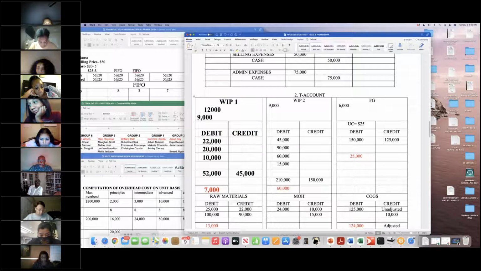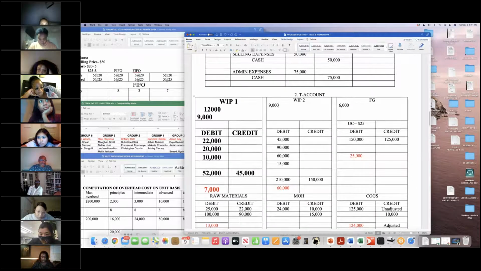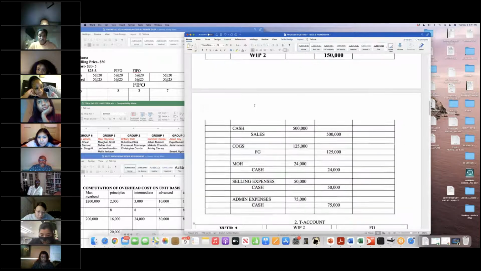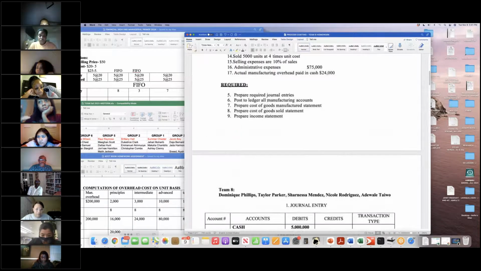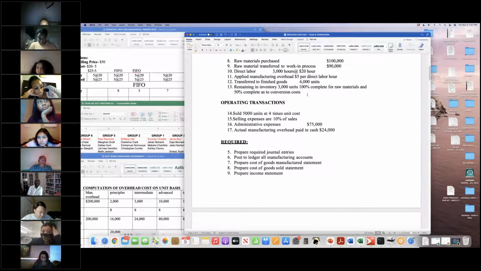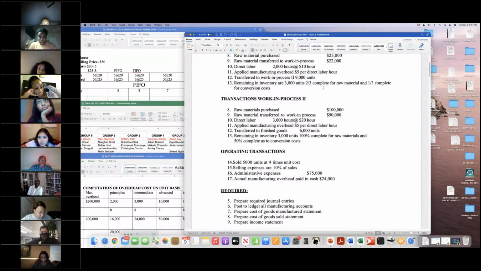So this is the T account we're working with. They started with 12,000, they completed 9,000, so 9,000 were transferred over. So for the 3,000 that were incomplete, we said they were complete for raw materials, how much? Was it 2/3? Yes, 2/3. And how much for conversion costs? 1/3.